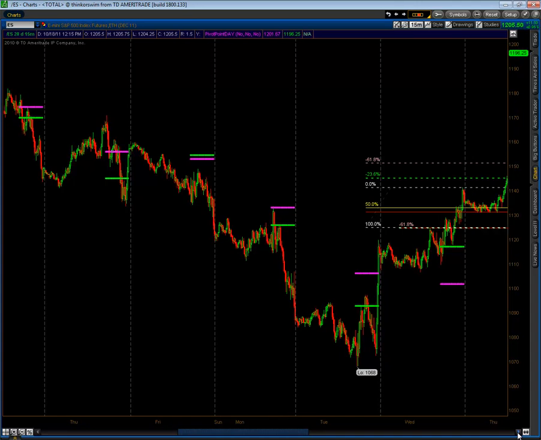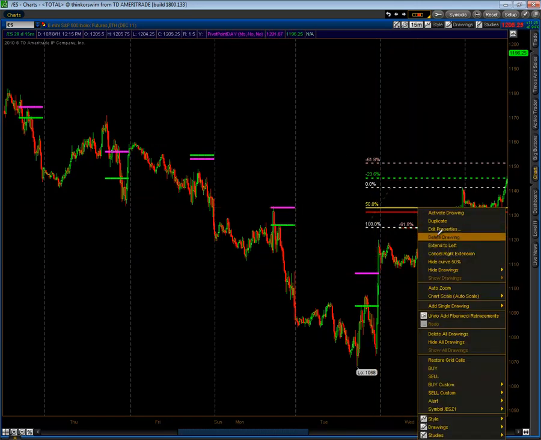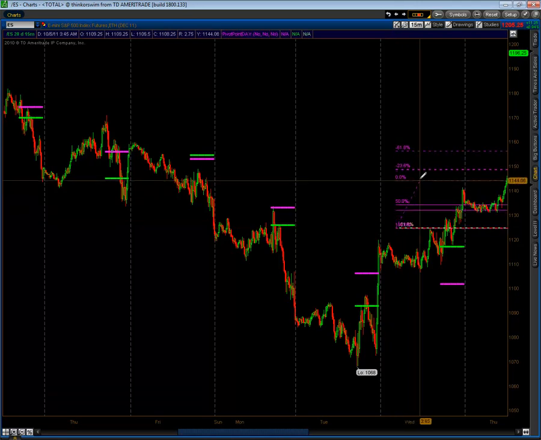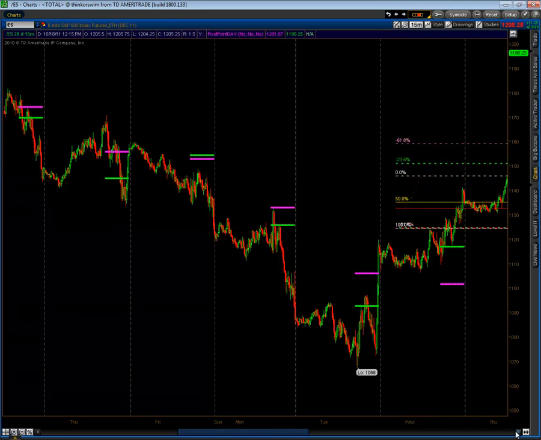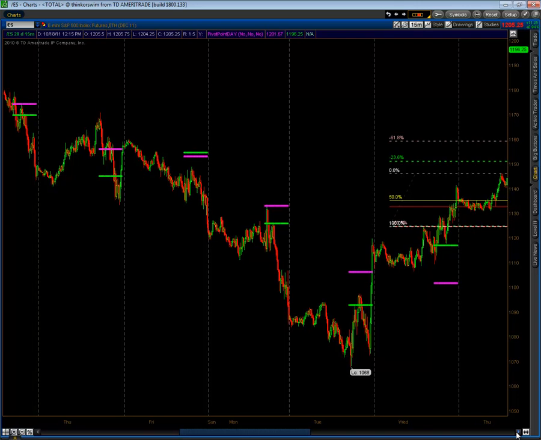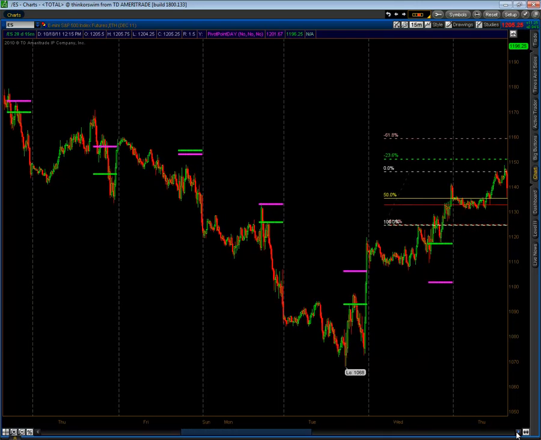Time warp, boom, 23% target hit. So what do we do if we're in an extension and we hit a 23% target? Same anchor, new high. Price turned around right at our 23.